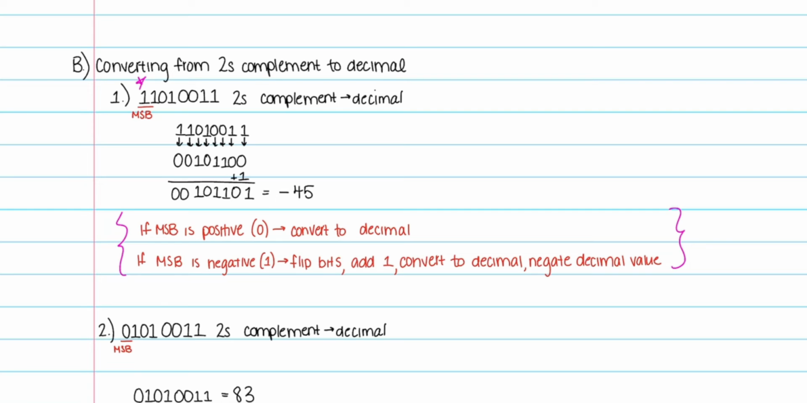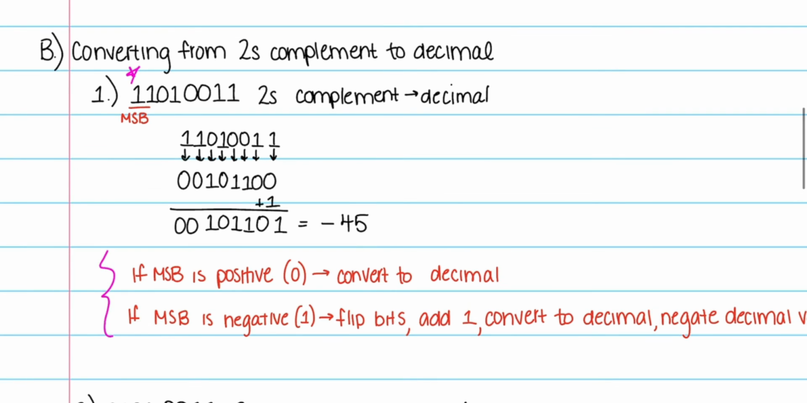So the number we are given is 11010011 2's complement. So the first step is to flip the bits. So all of the 1s will become 0s and all of the 0s will become 1s. This will give us the new number 00101100.